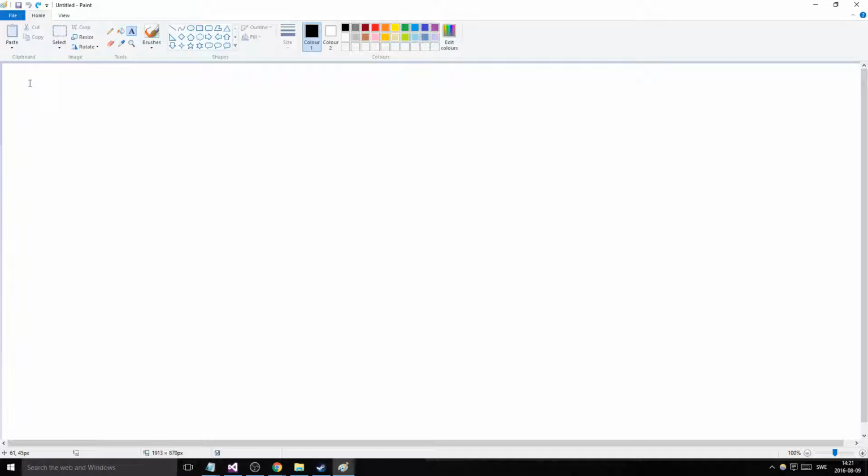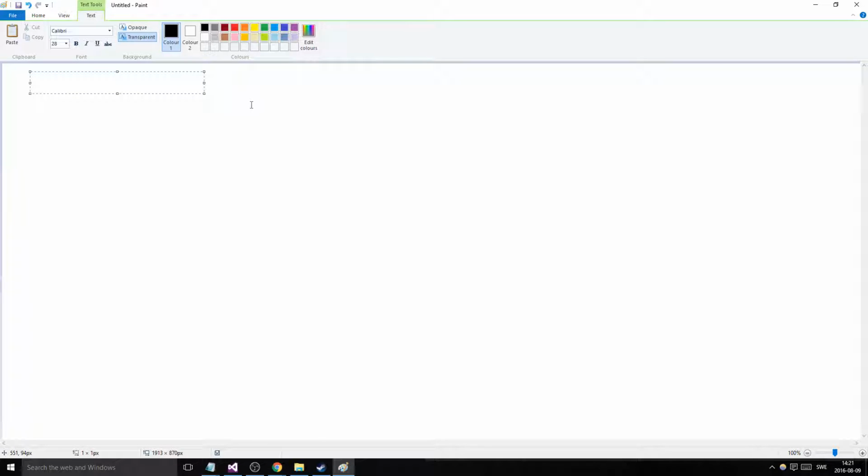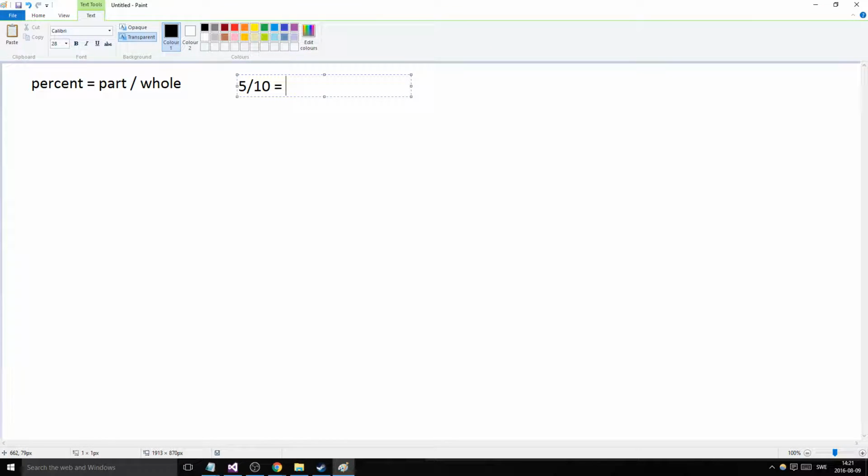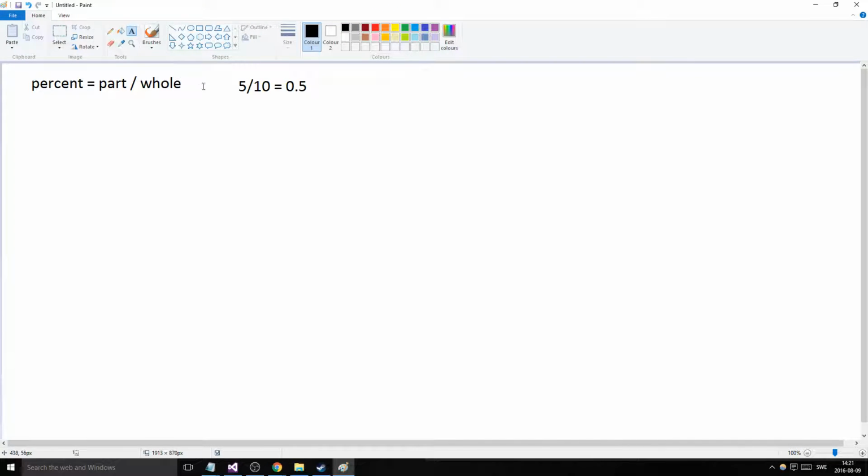A good thing to know when you're working with fractions is one simple formula about percentage. Percent equals the part divided by the whole. Say that we have 10, and we have 5. So 5 by 10 is 0.5, right? 5 by 10 is 0.5, and this 0.5 is 50%, obviously.